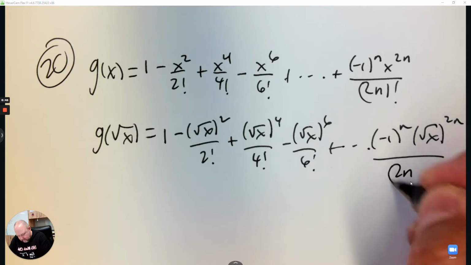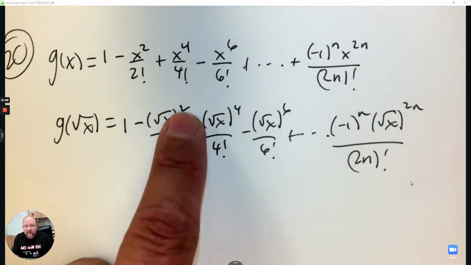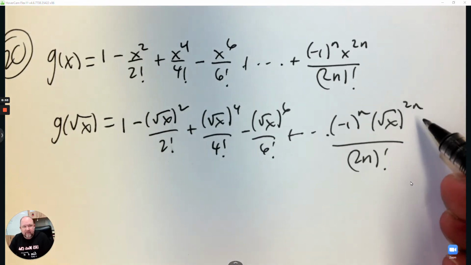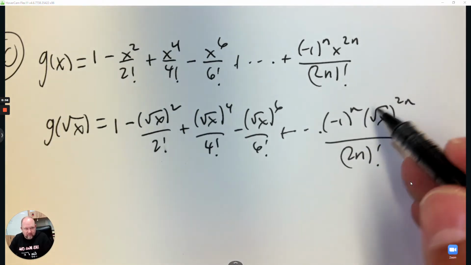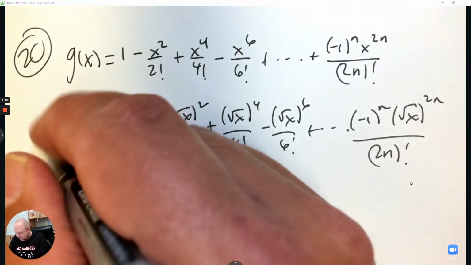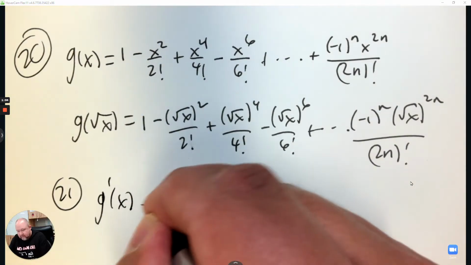Everything else, that would be the general term. You could simplify this. Square root of x squared is just x. Square root of x to the fourth is x squared, and so on. So you could simplify this. The square root and the 2 simplify, so it'll just be x to the n. Easy peasy.